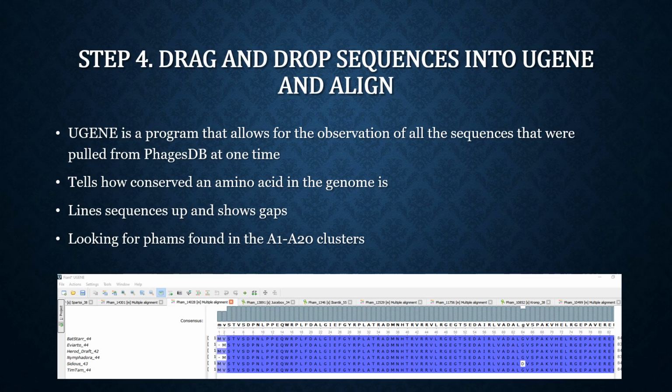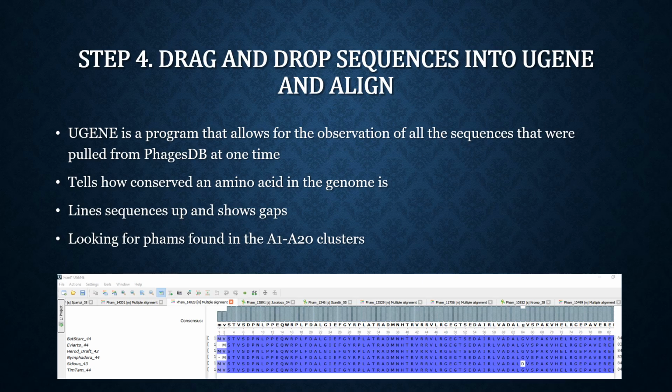So the next step was to drag and drop the downloaded sequences into Eugene and then align them. This allowed us to look at how conserved the genome was. And by conserved, if you look at the picture below, this is the genomic sequence of amino acids for this gene. So this gene is made up of these amino acids in a sequence.